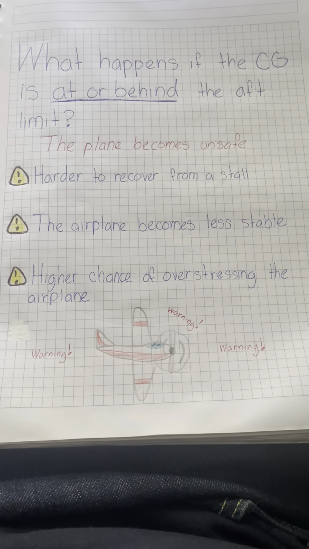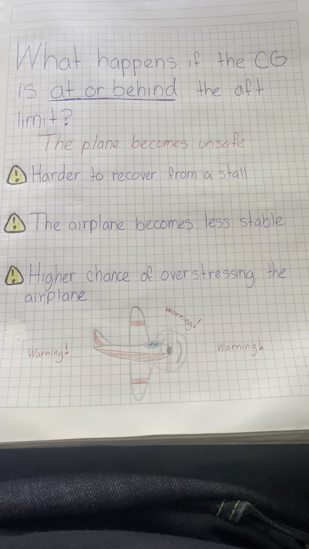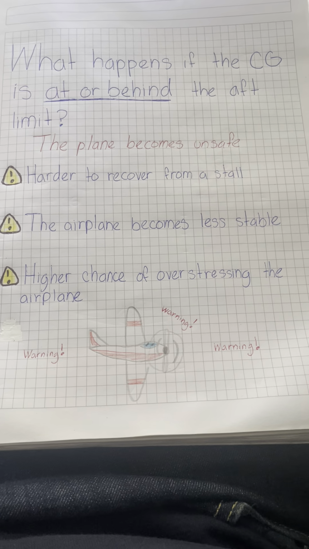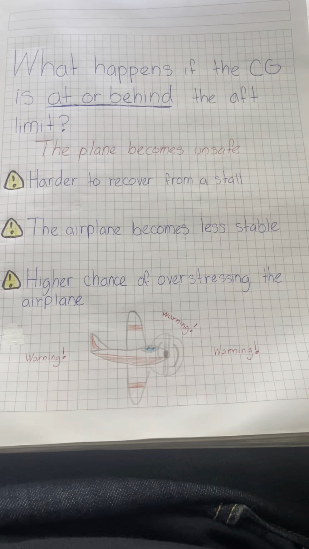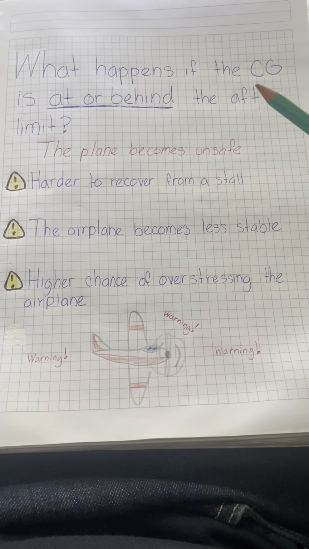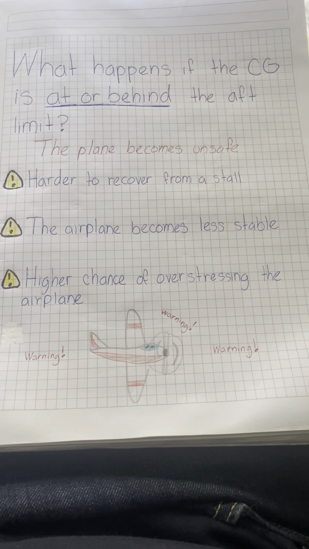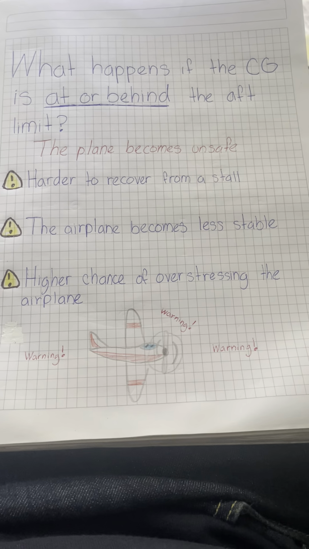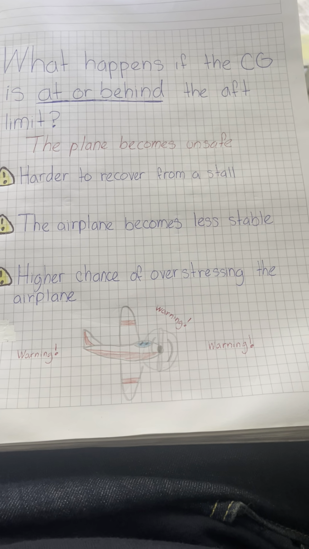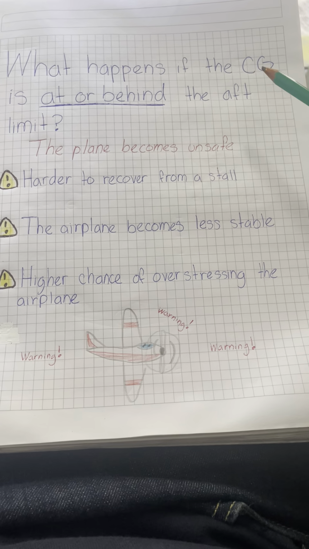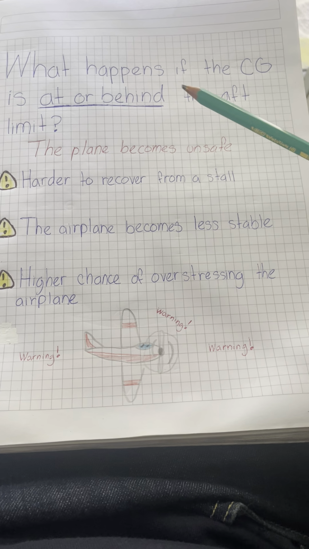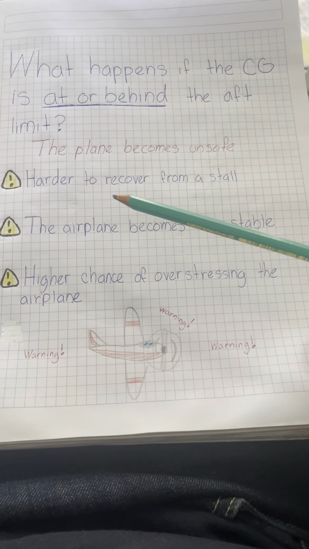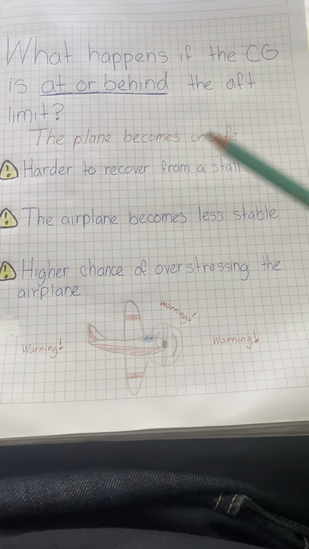Number 1, harder to recover from a stall. What is a stall? A stall pretty much occurs when the airplane is not generating enough lift to stay in the air. So that is a bit dangerous. Why? Because once you're experiencing a stall, you're trying to fix that situation right away. But because the CG is at or behind the aft limit, that's why you're going to have some trouble recovering from that stall.